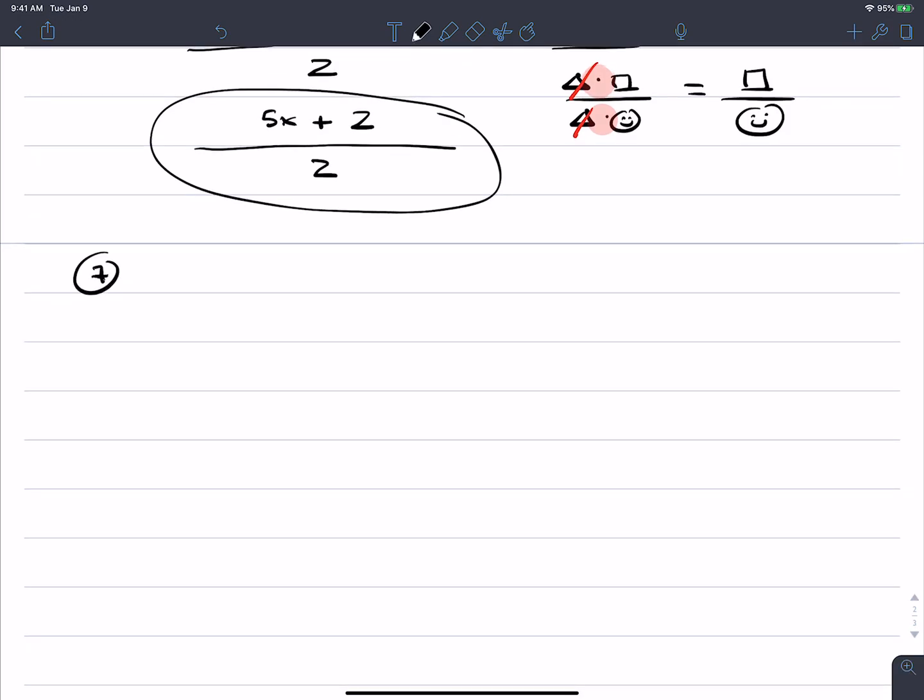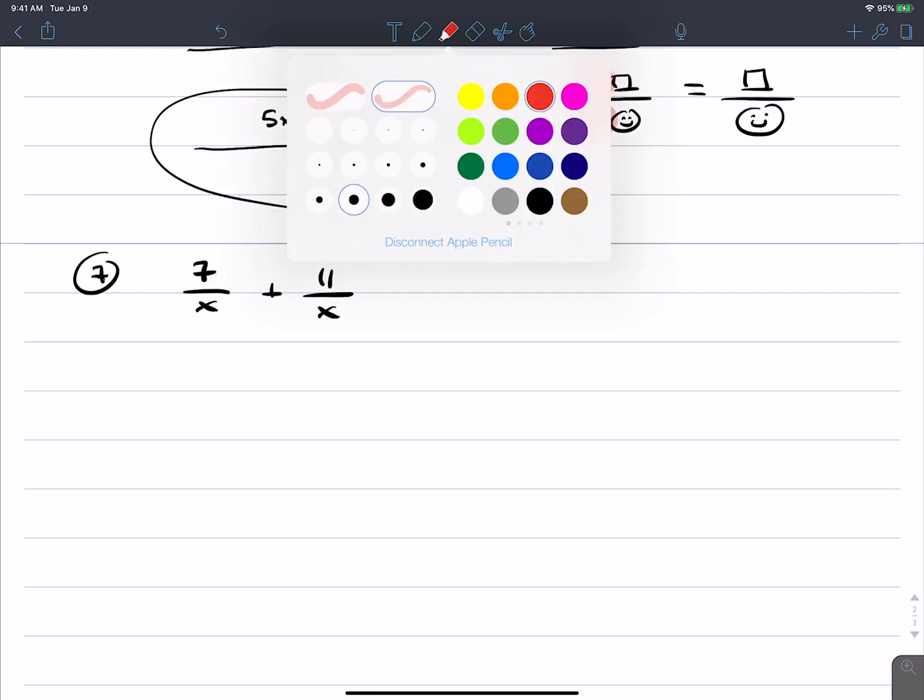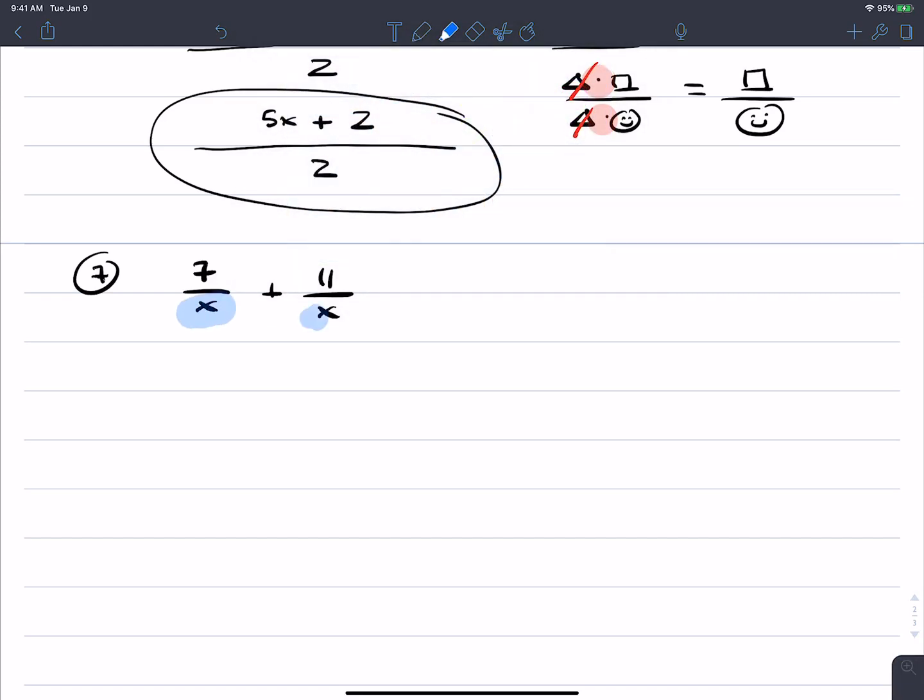Number 7. You have 7 over x plus 11 over x. You notice again, you have like fractions. The denominators are the same. So that means we just have to perform the arithmetic with our numerators. We just have to add here the 7 with 11, and we find again this gives us 18 over x.